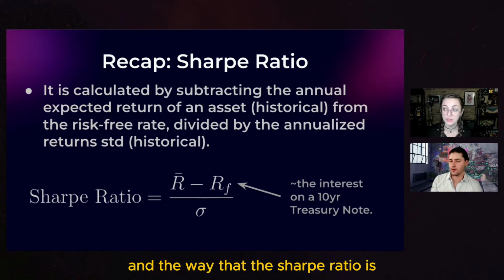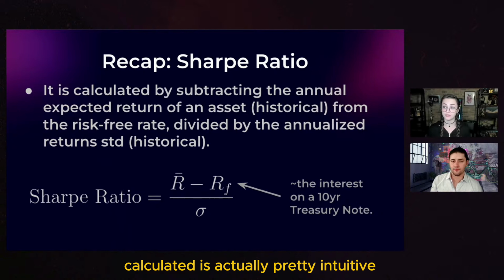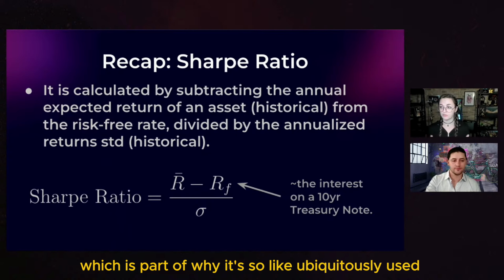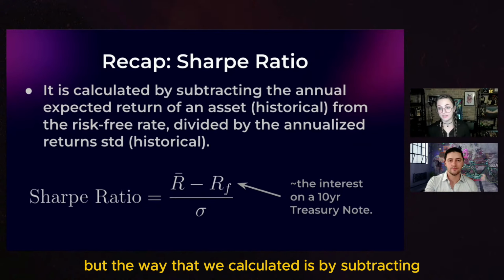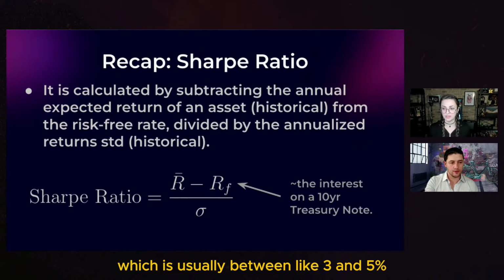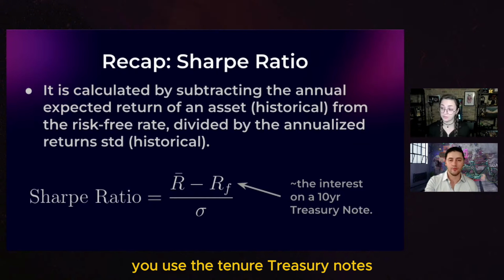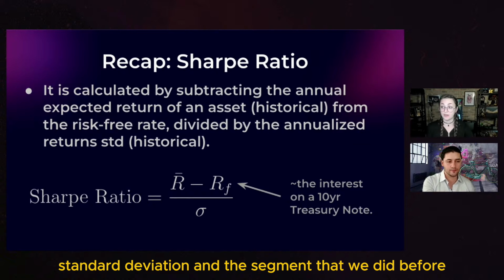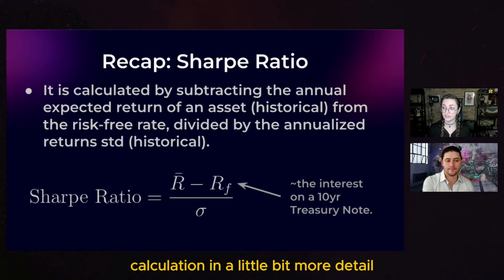And the way that the Sharpe Ratio is calculated is actually pretty intuitive. It's pretty straightforward to do using historical returns, which is part of why it's so ubiquitously used. The way that we calculate it is by subtracting the risk-free rate, which is usually between like 3 and 5%, from the annual expected return of the asset. You would use the 10-year treasury notes to sort of estimate that. And then you divide it by the annualized returns' standard deviation. The segment that we did before talks about that calculation in a little bit more detail and how to do it yourself.